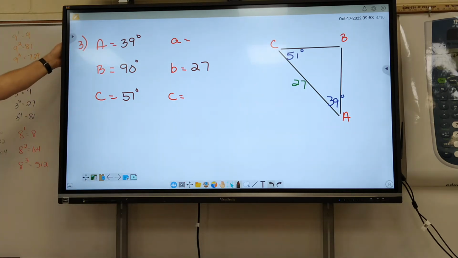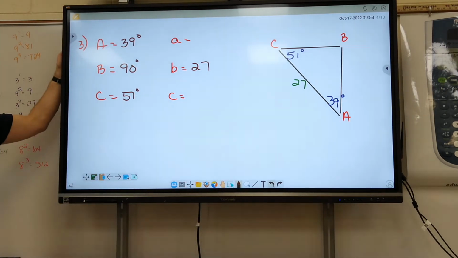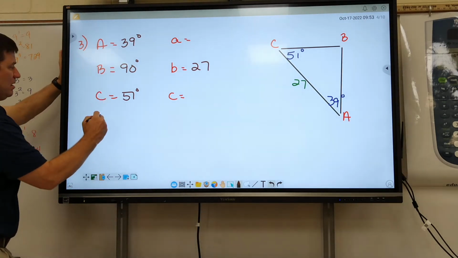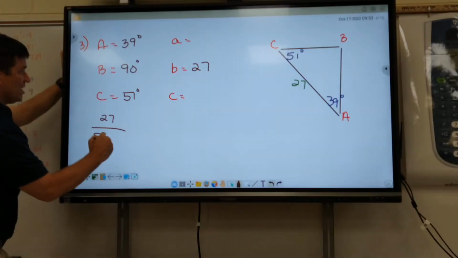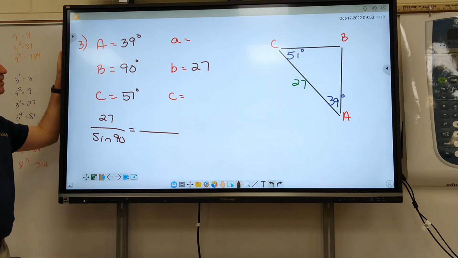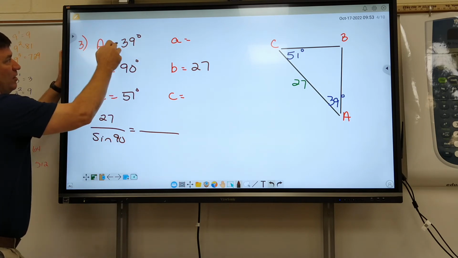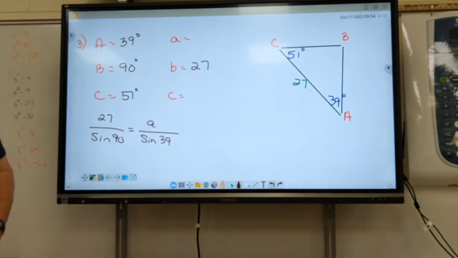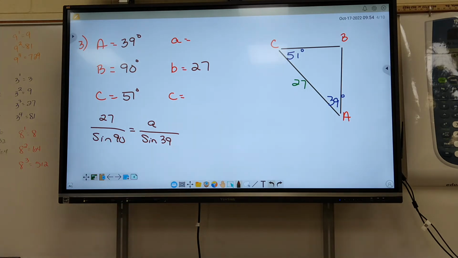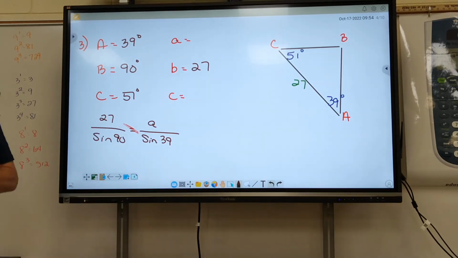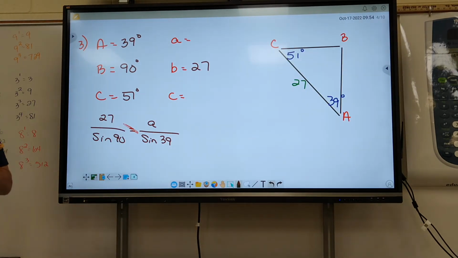The law of sines. 27's across from B, goes here. All right, Jason, which letter do we have to start with in my formula? A, B, or C? B. Gotta be B. So I got 27 over sine of 90 equals, what's the next one gonna be? Little a, side A, over sine of 39. So I think you guys can agree, this is pretty easy. These aren't right triangles, you gotta do them a different way, that's why we're learning this. Sine of 39 times 27 divided by sine of 90.